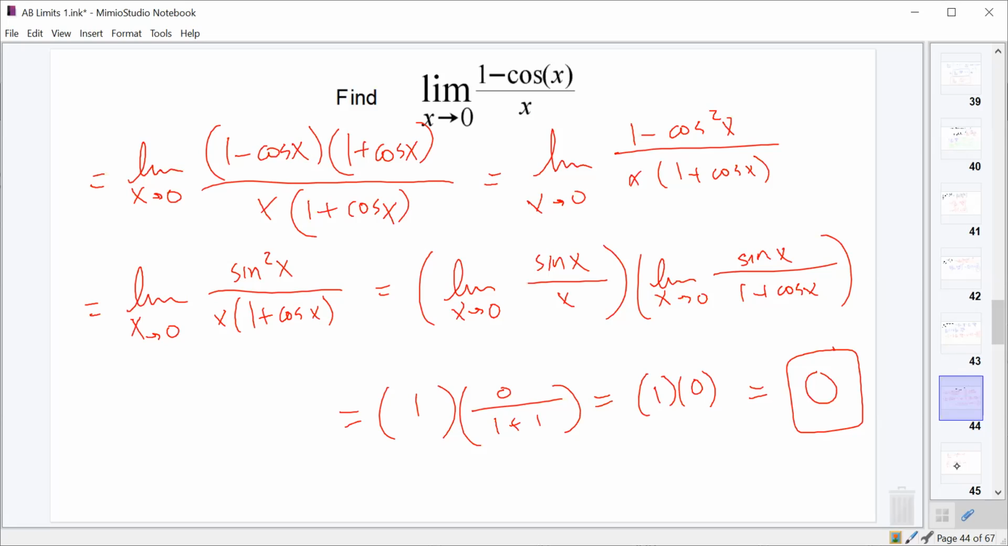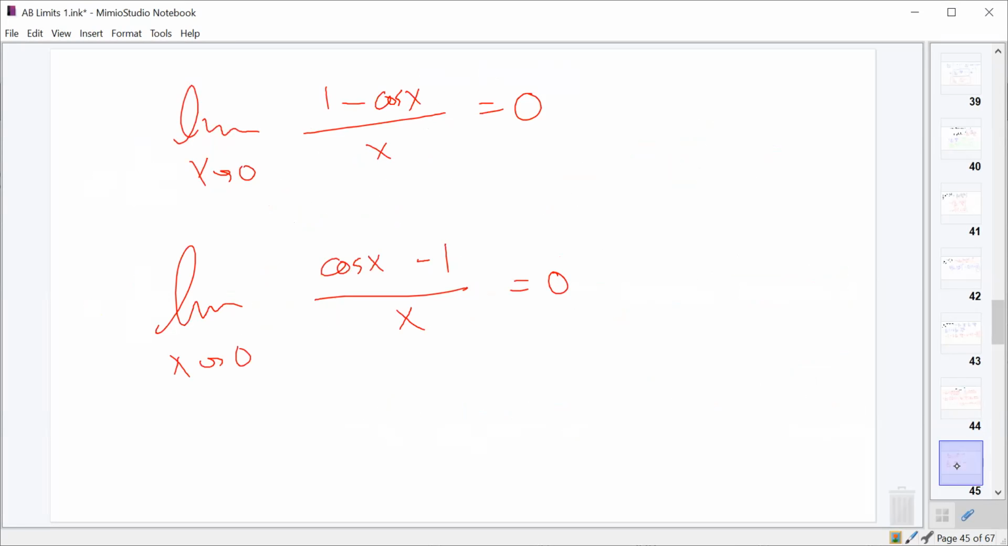So we now have 4 different trig limits that we want to have memorized. The sine x over x, the x over sine x, and then the 1 minus cosine x over x and the cosine x minus 1 over x.